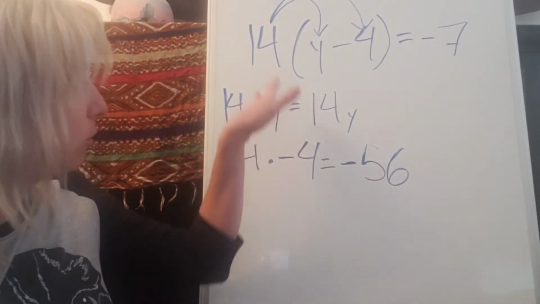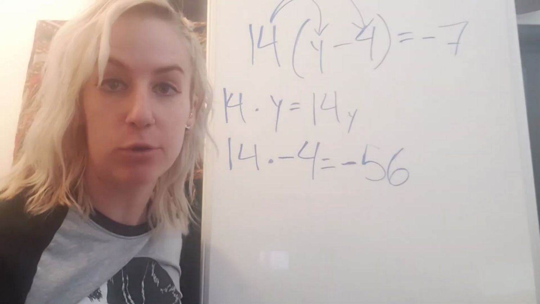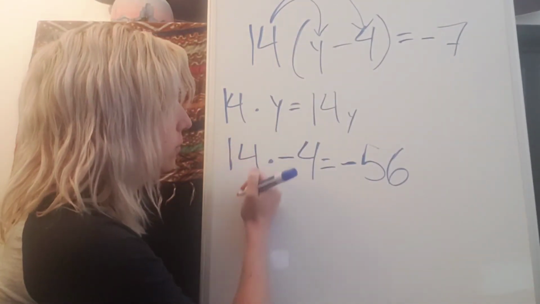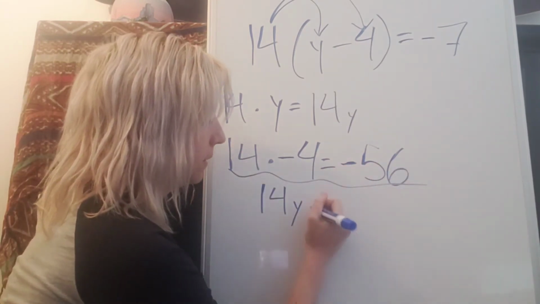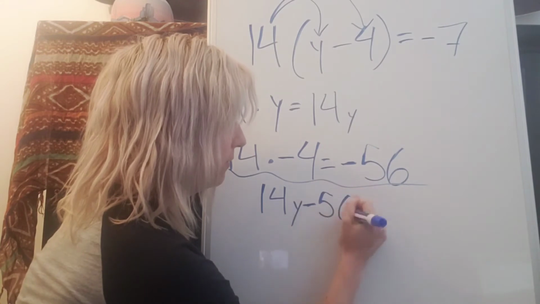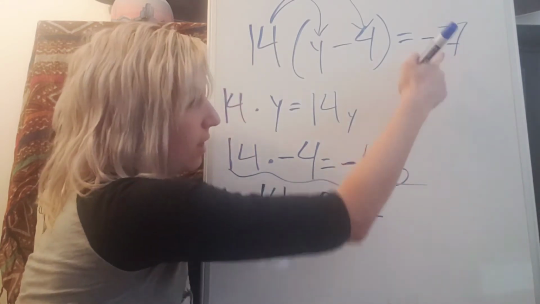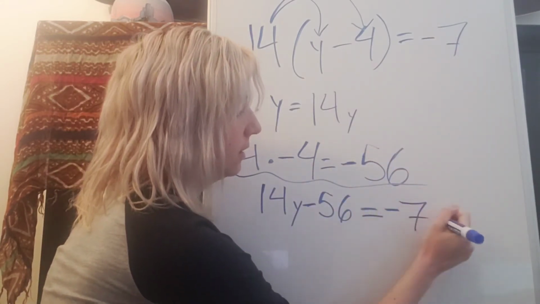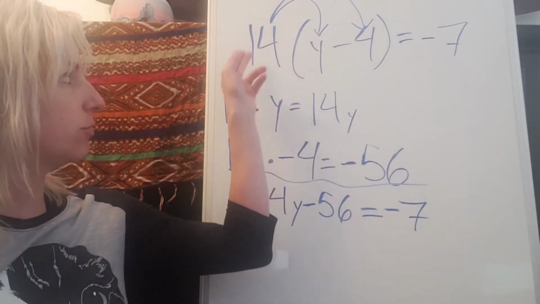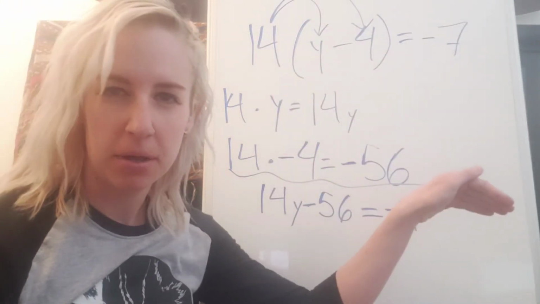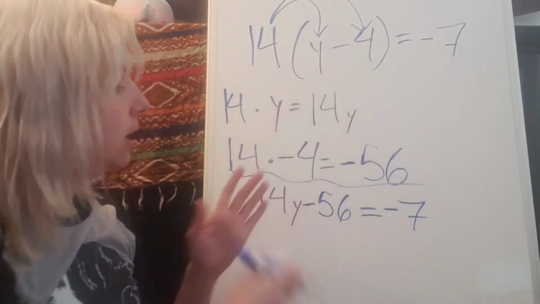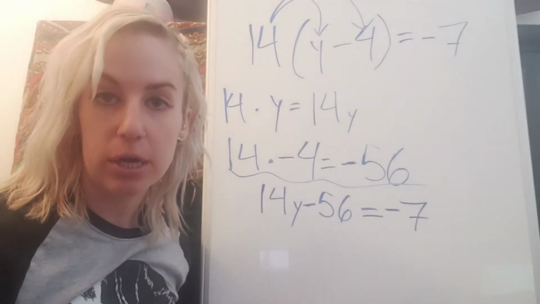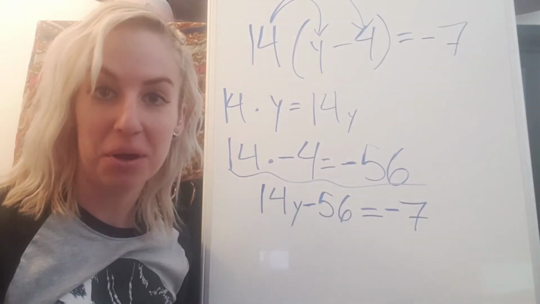All right. So now I'm going to rewrite my equation. So I have 14y minus 56 is equal to, and this hasn't changed on this side, negative 7. So really all I did was this is called distributing. So I'm taking what's on the outside and I'm just multiplying everything on the inside. Ta-da! Now I have this easier looking equation that I should know what to do with.